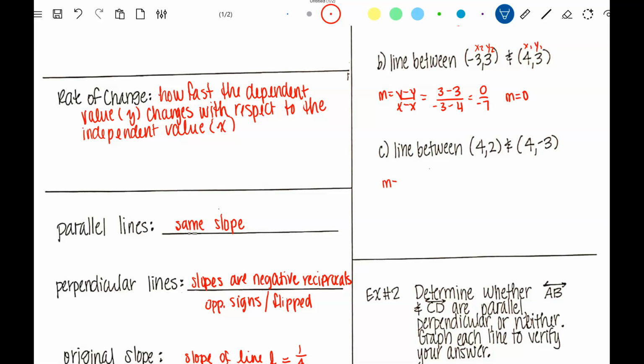Okay, for C, y minus y, 2 minus -3 over 4 minus 4 is 5 over 0. If 0 is in the denominator, that means the slope is undefined. It's a vertical line.